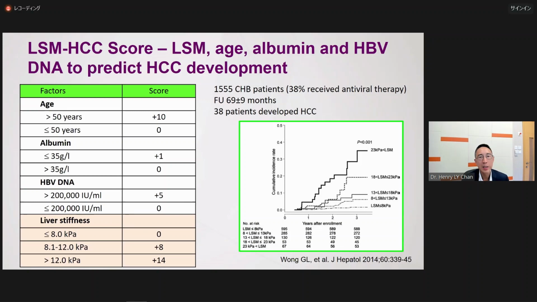So we validated this in 1,555 patients. Among them, 38 had received antiviral therapy, and they were followed for more than 5 years. We found that patients with higher liver stiffness measurement and also higher LSM-HCC score had a higher risk of HCC.